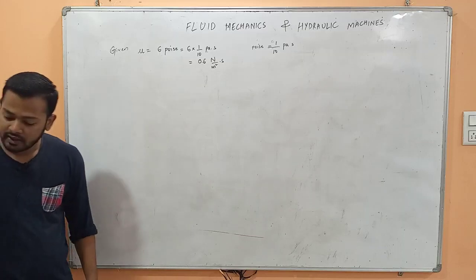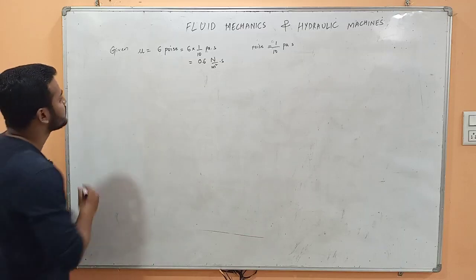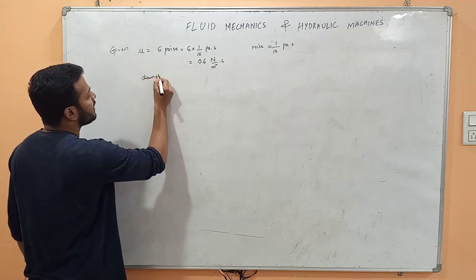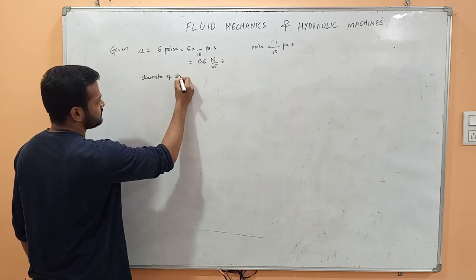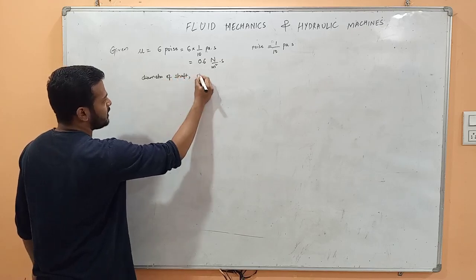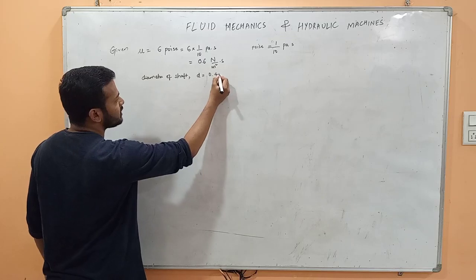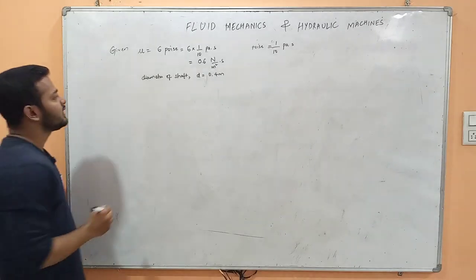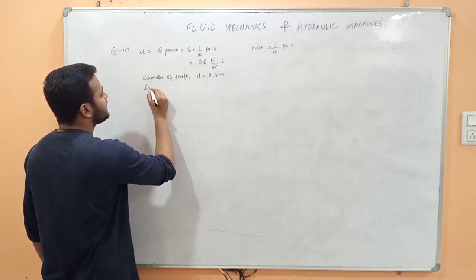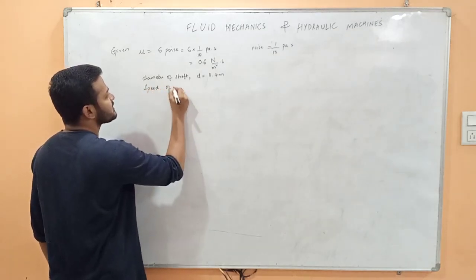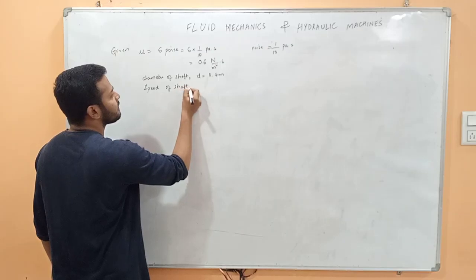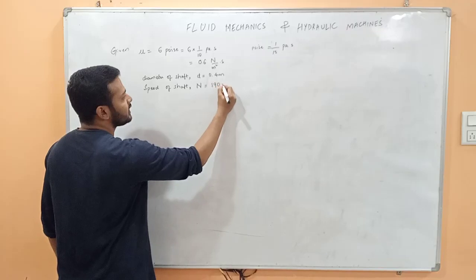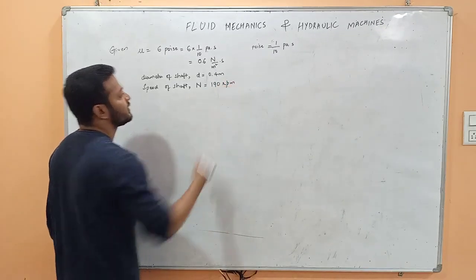Next, the shaft diameter is 0.4 meters. So the diameter of the shaft has been given in the question. Diameter of shaft D is equal to 0.4 meters and it rotates at 190 RPM. What does RPM mean? Speed. So the speed of this shaft is given as 190 RPM. Speed we will denote by capital N. So 190 RPM, that is rotations per minute.